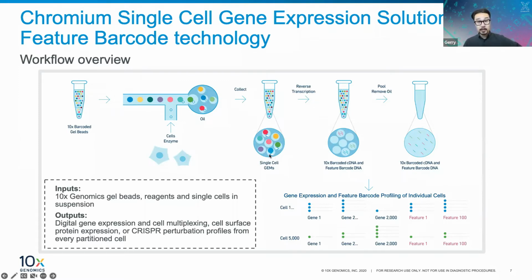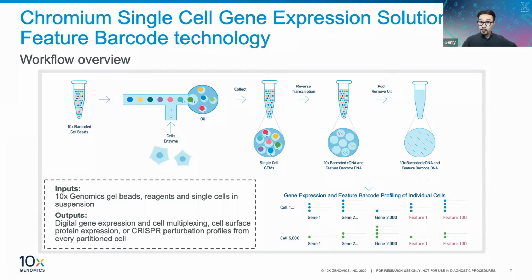After these gems are generated, the gel beads dissolve and the cells lyse, and this releases the oligos from the gel beads and the mRNA from your cells into solution. Within the gems, a reverse transcription reaction then occurs, which converts the mRNA and/or your features of interest into 10x barcoded cDNA and feature barcode DNA. After this barcoding, your fragments are pooled together into a final library construction step, which is performed in bulk to generate your final library that's then ready for sequencing.